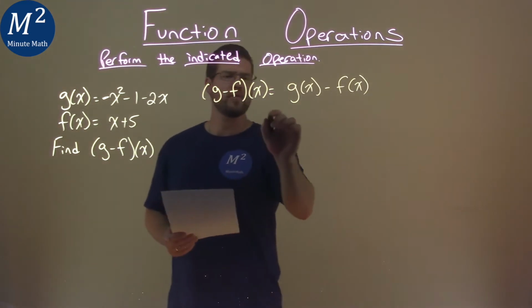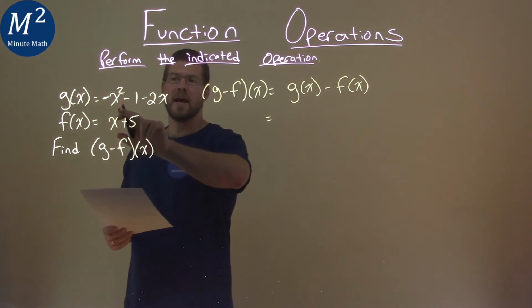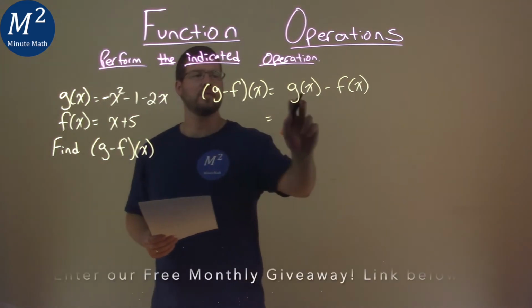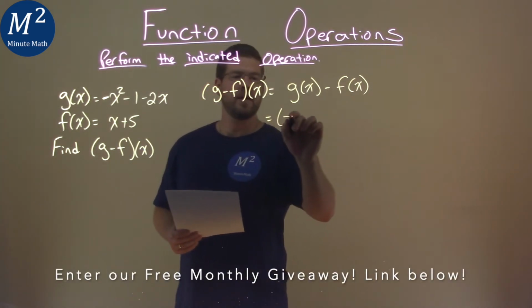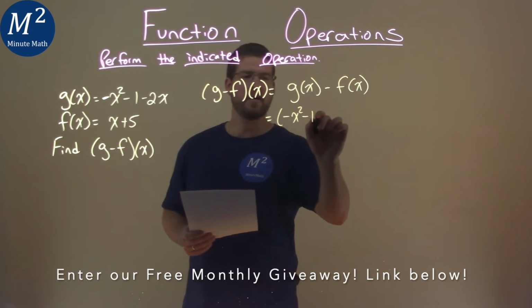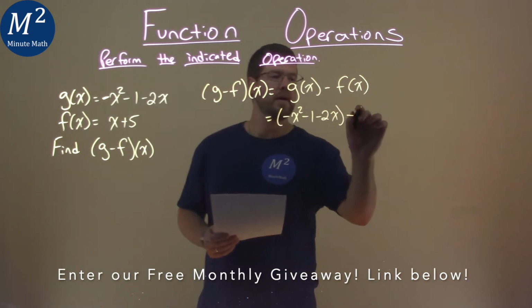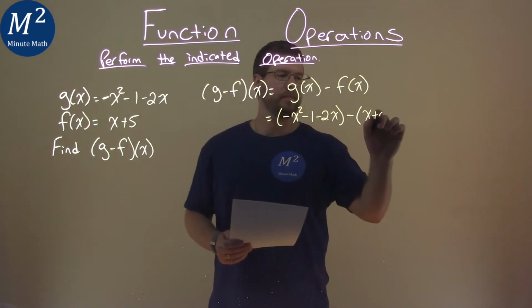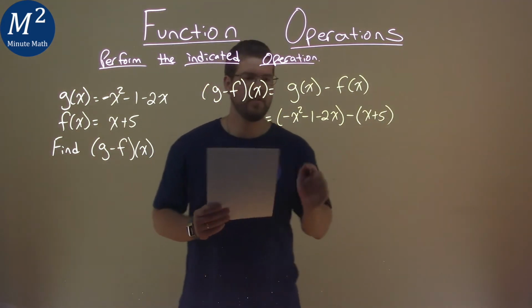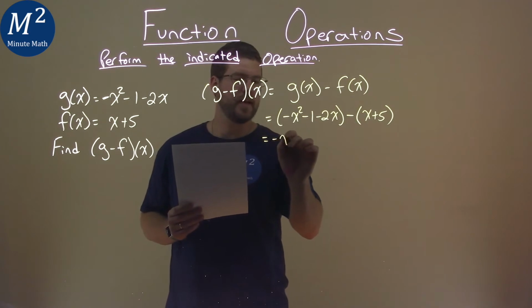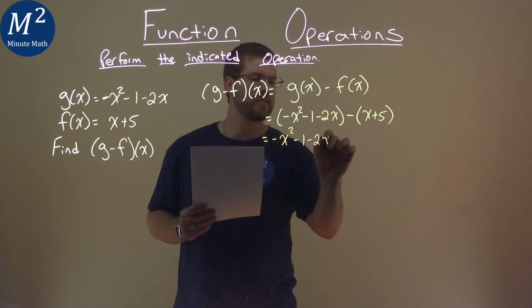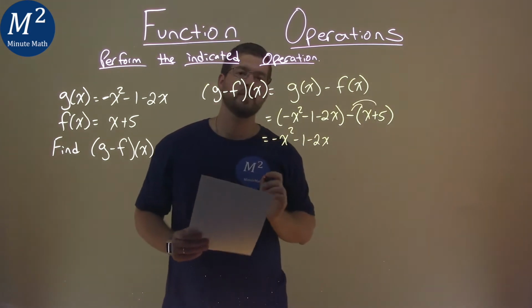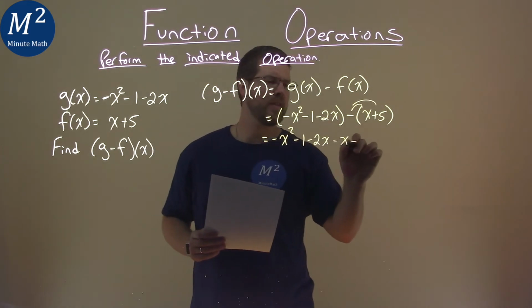So let's go substitute g of x, or negative x squared minus 1 minus 2x, in for that g of x. Negative x squared minus 1 minus 2x here. And we'll do the same thing with f of x being x plus 5. So now, let's simplify. Negative x squared minus 1 minus 2x. Distribute the minus sign to both parts here. Minus x, then a minus 5.